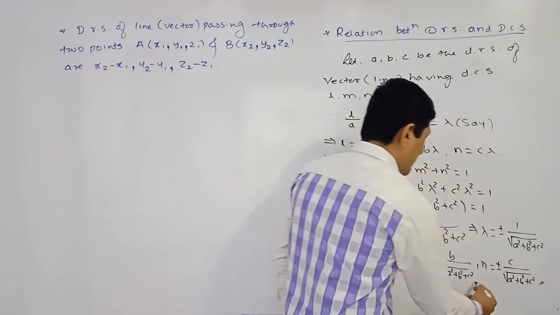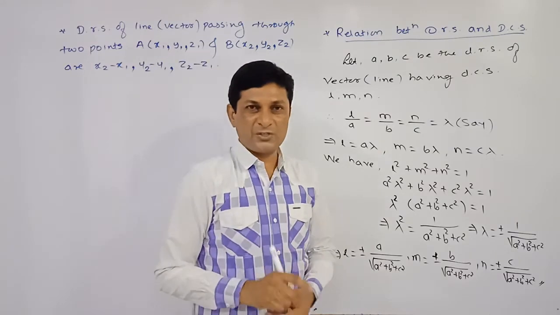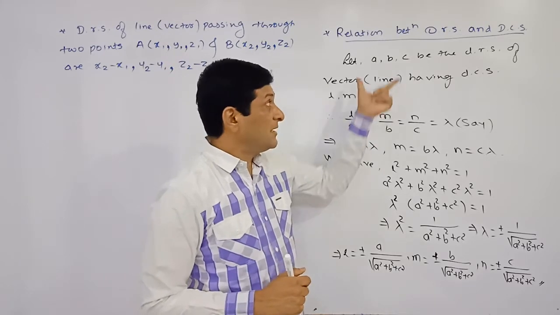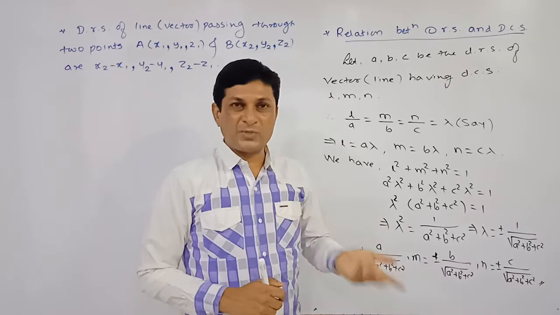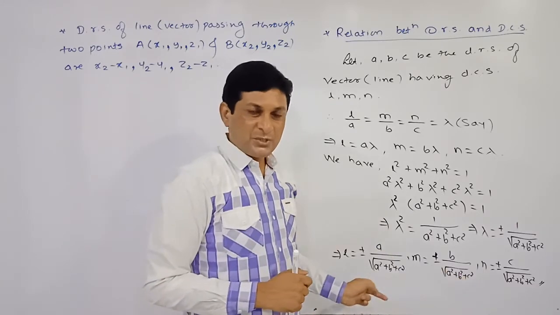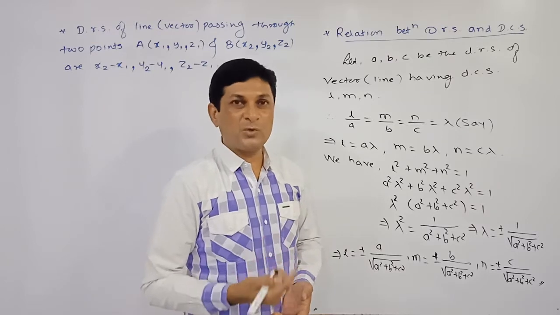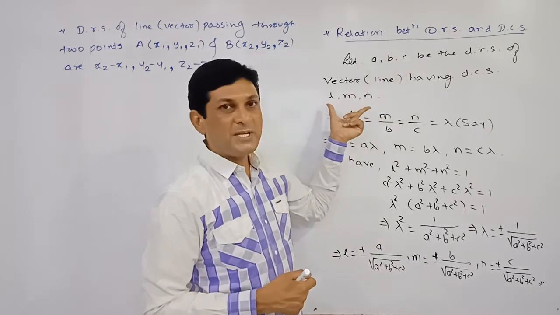And these three important results are called the relation between direction cosines and direction ratios. Again, see here, what is a, b, c? a, b, c are the direction ratios. And what is l, m, n? Direction cosines. Using this relation, we are able to find the direction cosines of a line if the direction ratios are given to us. Means if a, b, c are given to us, we are able to find l, m, n.